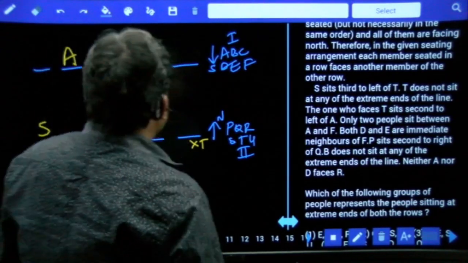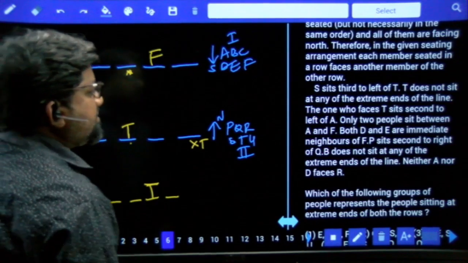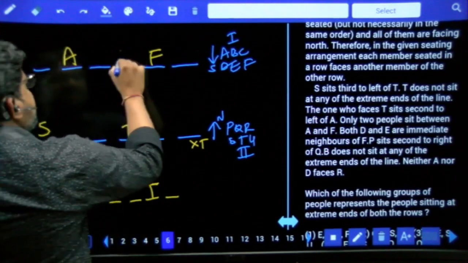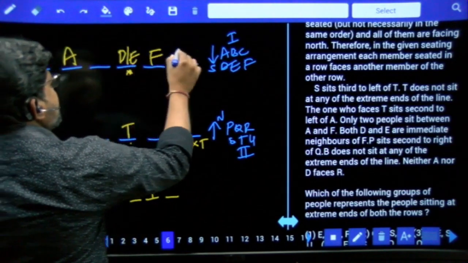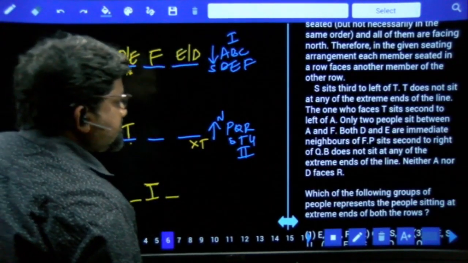Only two people sit between A and F. This is A and F, done. Both D and D are immediate neighbors of F. You are not sure? Next.